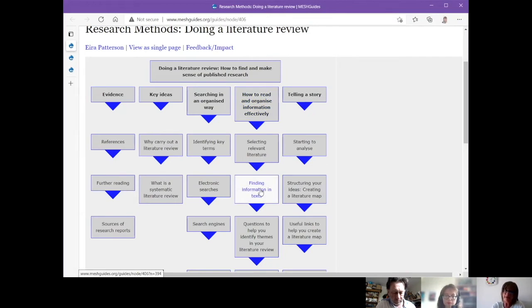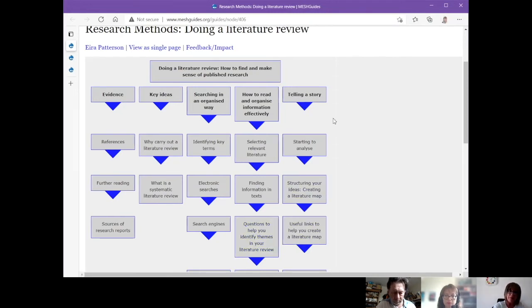Here's the section on helping you how to find information in the texts. And also, it's really important that you start to think about what questions you want to ask when you start to read the literature. What are the questions that this literature is prompting you to ask and think about?